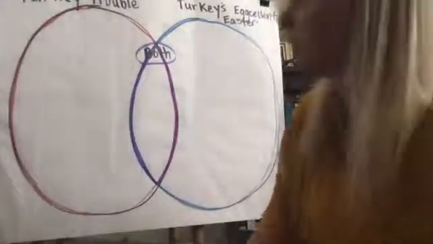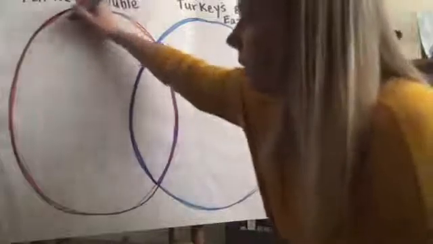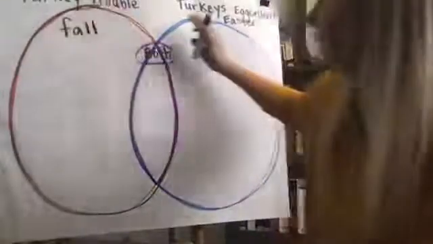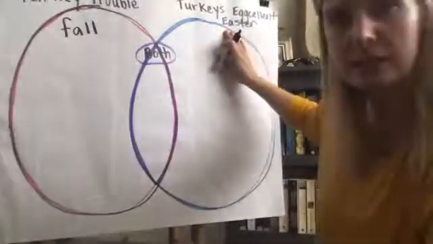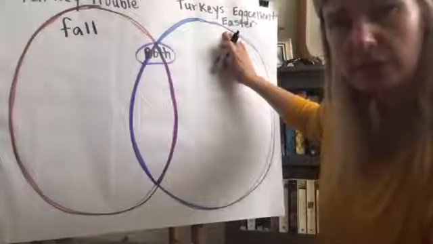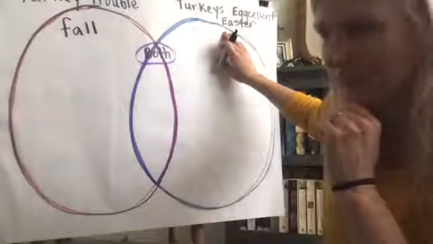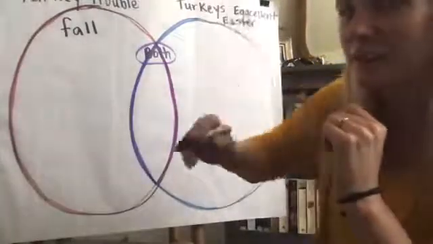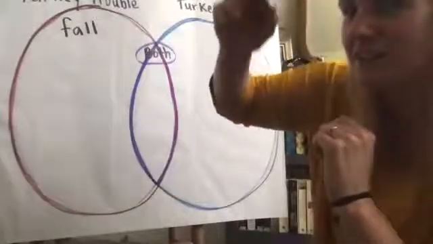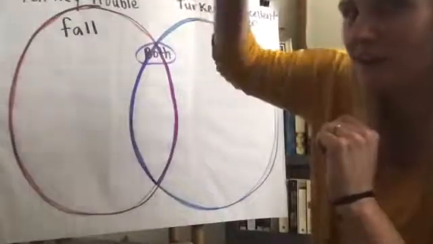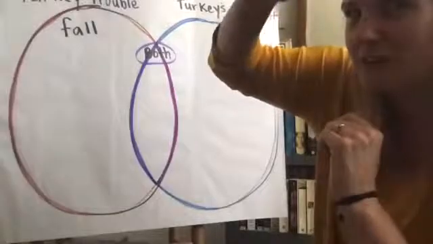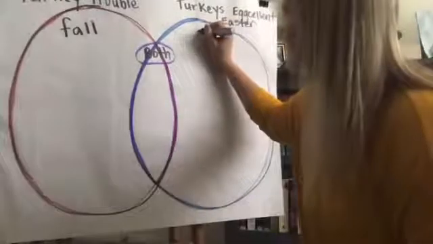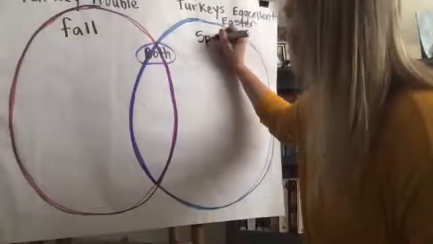So I'm going to write the word fall here. Now, did Turkey's Excellent Easter, did that take place in the fall too? What season was that? Winter, spring, summer, fall, these are seasons four in all. Winter, spring. Was it spring? Yes. I'm going to write spring up here.